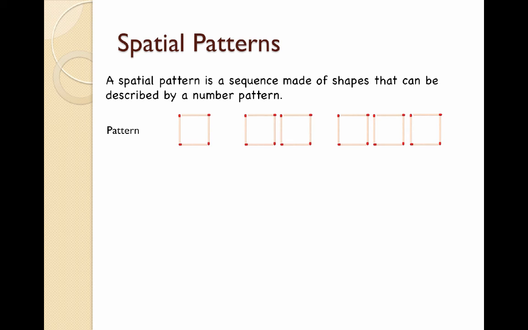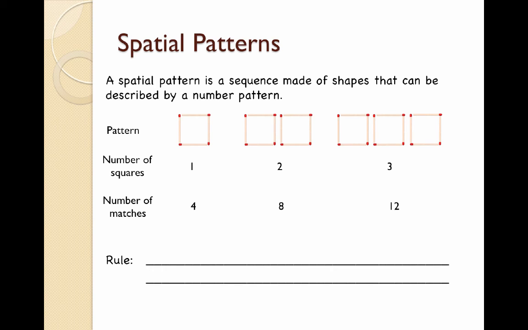Let's take a look at a spatial pattern. Here we have some squares made up with matchsticks. We can see that the number of squares goes up in a pattern. Start off at 1, 2, 3, and so on. What we want to do is relate that to the number of matches that are used in each of our patterns. So the first number of matches is 4, followed by 8, and followed by 12.